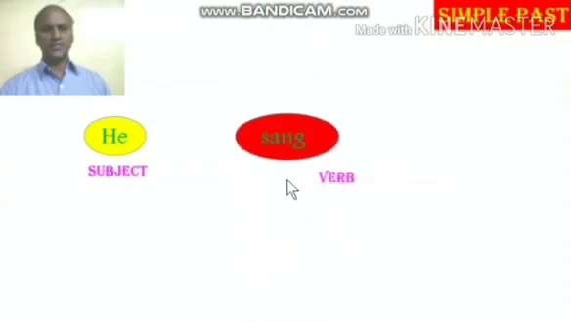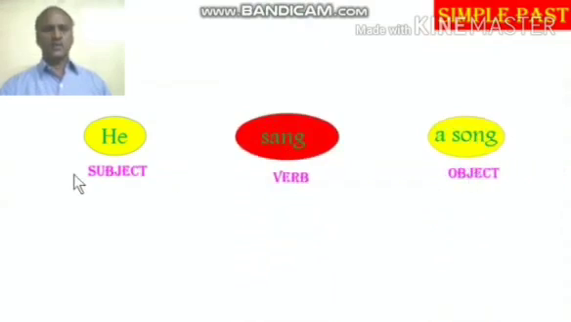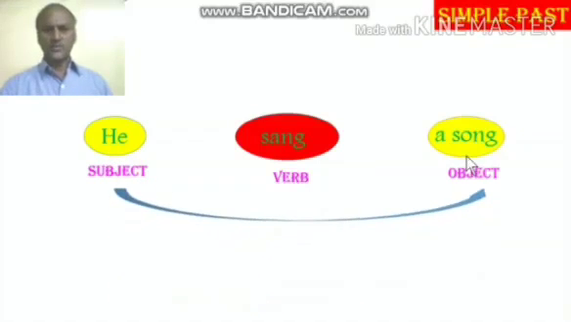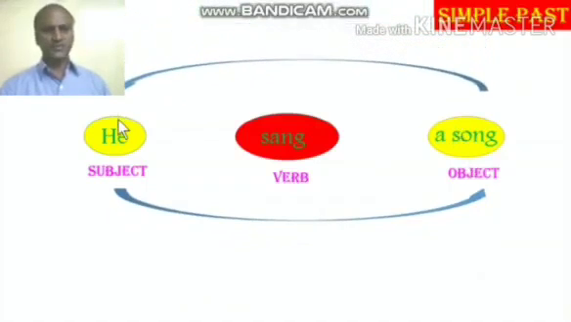Next, another example for the same simple past. He, subject, sang, verb, a song, object. Now first thing is you have to identify the elements as I said. First find the subject, then the verb, then the object. That is the first step. The second step is change the positions of subject into object, object to subject place. That is the second step you have to follow.